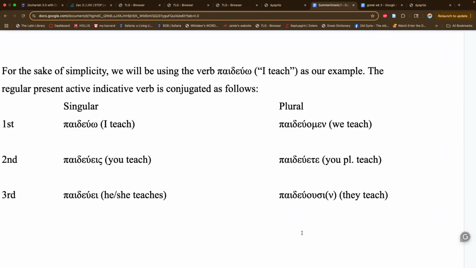Oh, wait, I have to say, amo, amas, amat, amamus, amatis, amant. Beautiful. There you go.